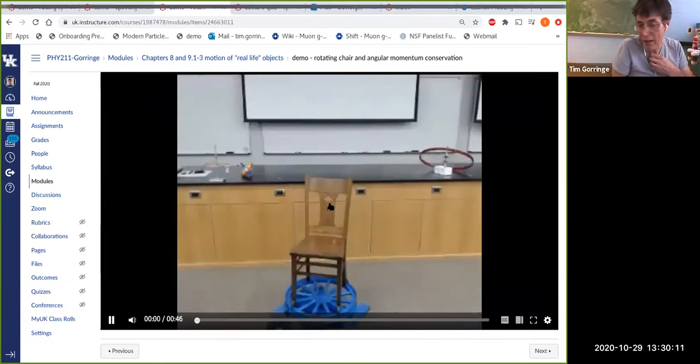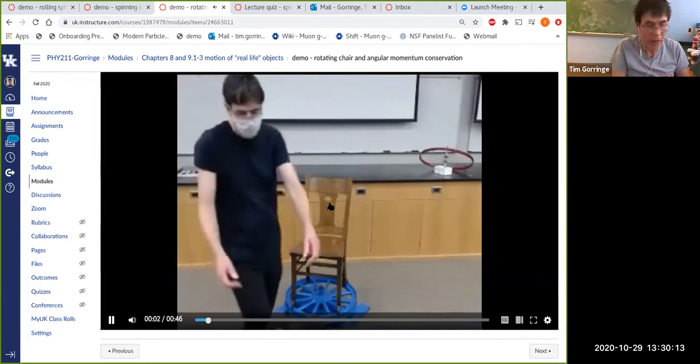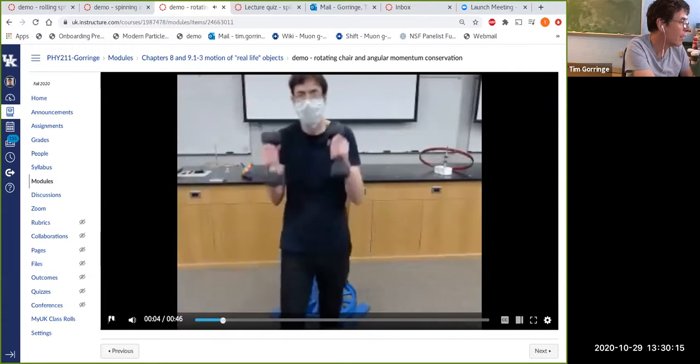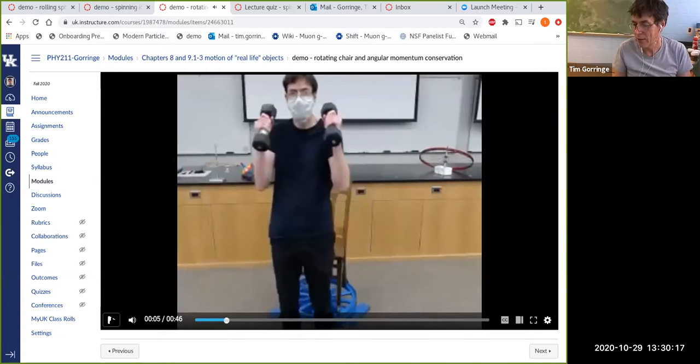And so the first problem I realized was that I can't ice skate. So I can't do it on ice, but I built this arrangement with a chair mounted on a rotating wheel. And so I'm not going to do this on ice, but I'm going to rotate myself on this rotating chair.